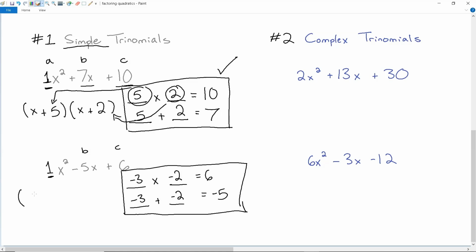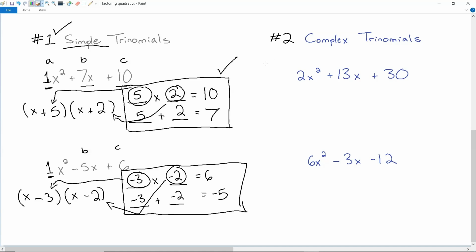So we're going to do the same thing we did with the first example. We're going to have x values to start in our brackets. But in this case, we're dealing with negative values. So we're going to have an x -3 and an x -2. All right, that is simple trinomials taken care of.